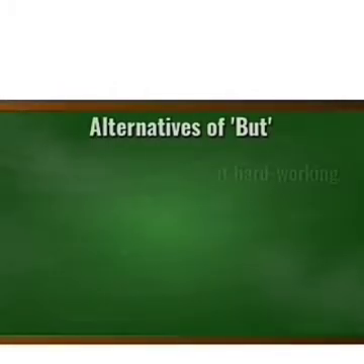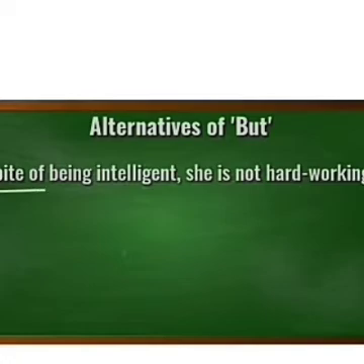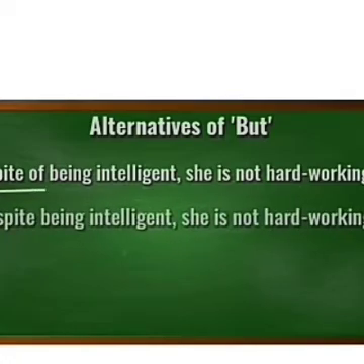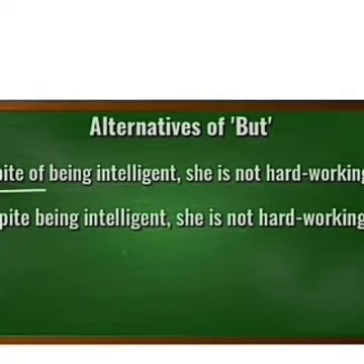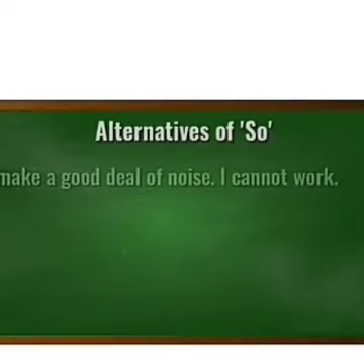In place of "but", what can you use? In spite of being intelligent, she is not hard working. You can use "in spite of". And in the same way you can use "despite". Despite being intelligent, she is not hard working. But the use of a comma is a must when you use other alternatives of "but".